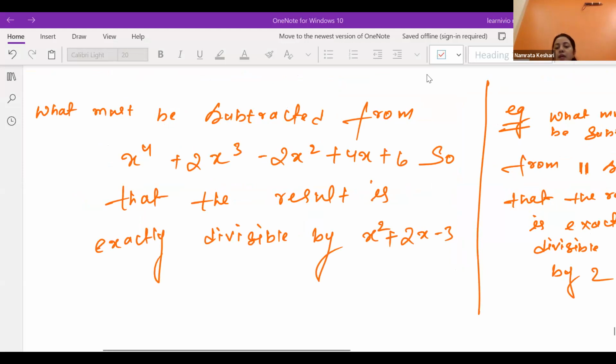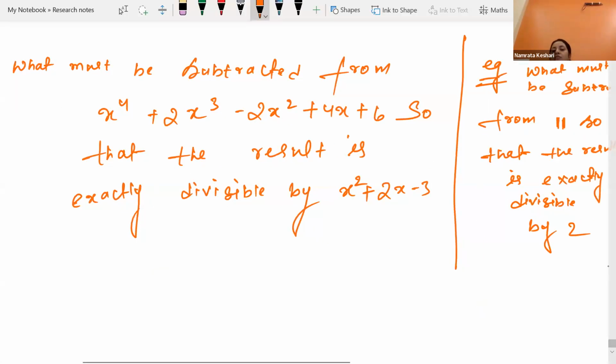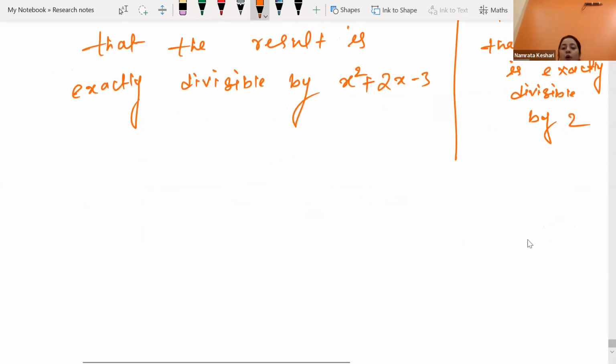We can do subtraction of 1, it will become 10, which is completely divisible by 2. And what we can do, we can divide 11 by 2 and we can see what remainder is coming. That remainder, if we subtract from the dividend, then it will be completely divisible.